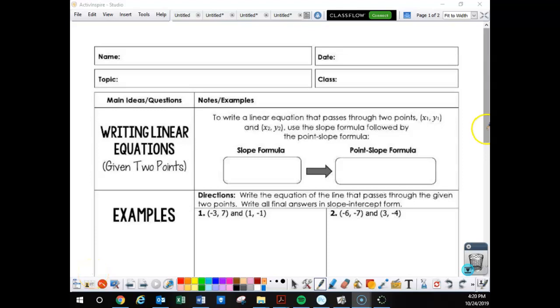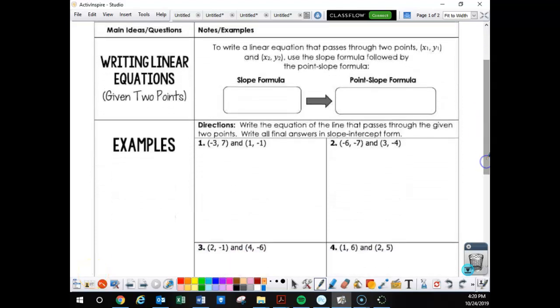So I'm going to go over your notes for today, and then you're going to go on to Delta Math to do your assignment. Alright, so now we're going to write linear equations given 2 points. Yesterday we were given a slope and a point. Today I'm just going to give you 2 points, and so what we're going to need to do is figure out what that slope is.